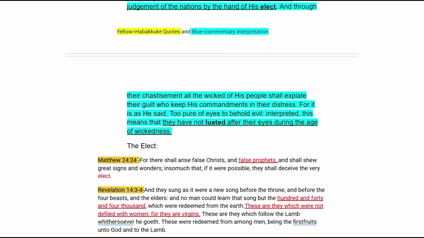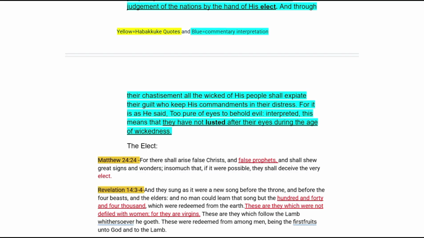Revelation 14, verse 3 to 4 says, "And they sung as it were a new song, and before the four beasts and the elders, and no man could learn that song, but the 144,000 which were redeemed from the earth. These are they which have not defiled themselves with women, for they are virgins. These are they which follow the Lamb whithersoever he goeth. These were redeemed from among men, being the firstfruits unto God and the Lamb."